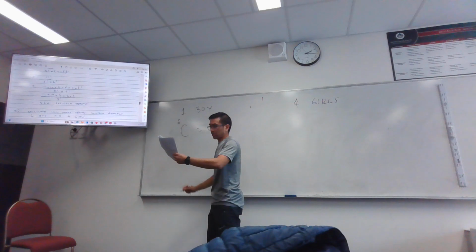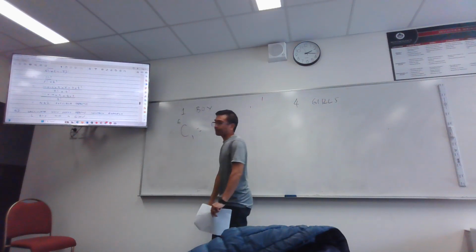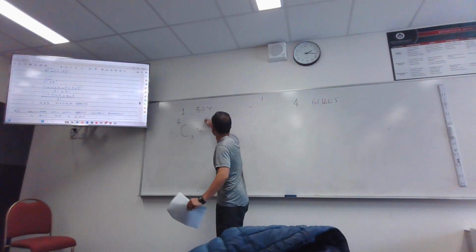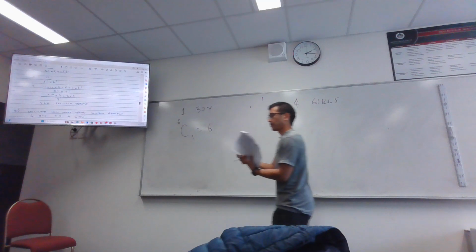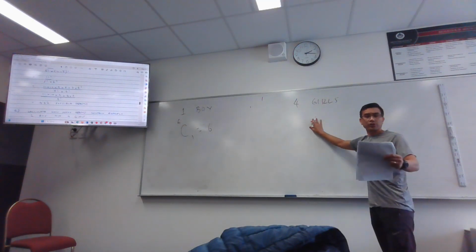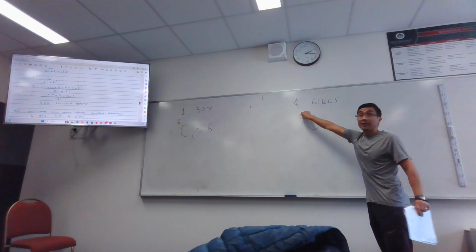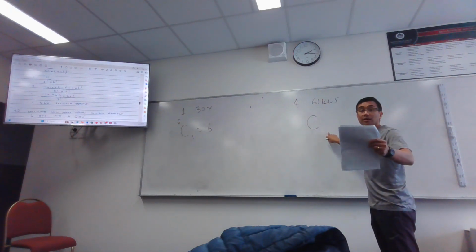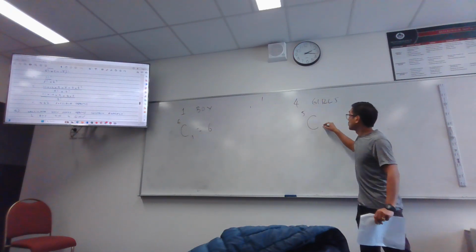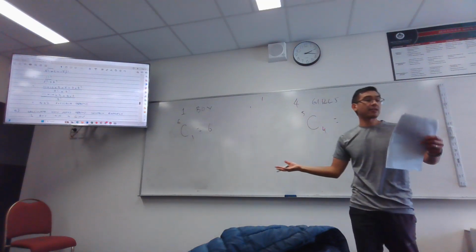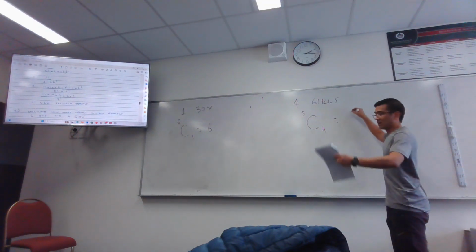Well, let's go back to the question. And this is 6. 4 girls. 4 girls, okay? What is our N? What's our R? 5 and 4. Punch that in your calculator or let's do it for real.